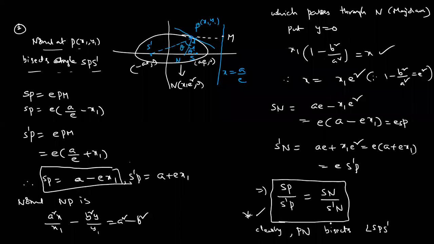So if anybody wants to add one more point, what is the point? Suppose an incident ray is passing from the focus S, which meets the point P on the ellipse. Again, it will be reflected passing through the other focus of the ellipse.